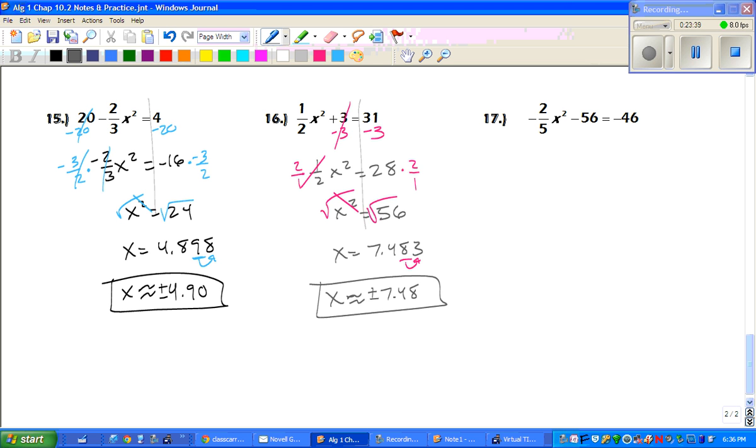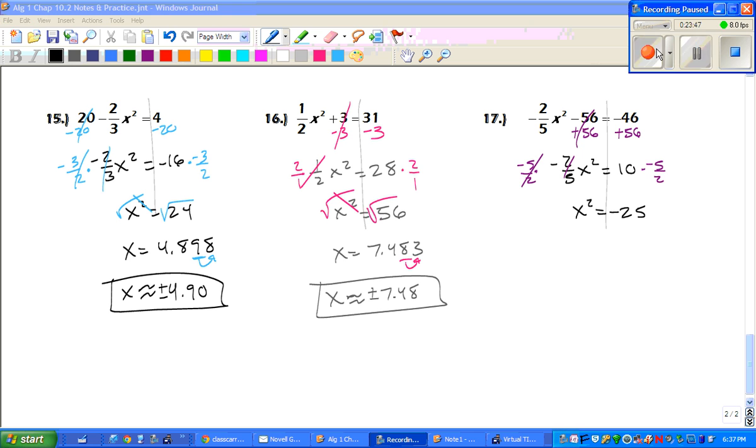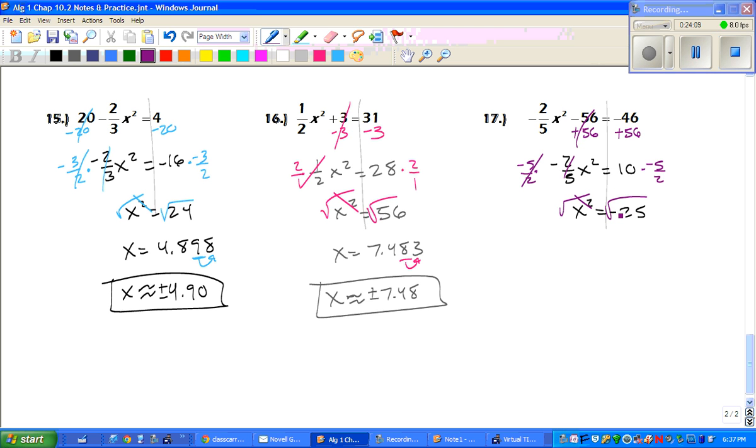Okay, number 17, you're all on your own. Go ahead and pause the video and see how you do. Okay, when you start by doing this, adding the 5, you get 10. Then to get rid of the negative 2/5, we multiply by negative 5 over 2. That's multiplying by the reciprocal. And we get x squared equals negative 25. So the last step for this, and can you square root a negative? Nope. So x equals no real solution.